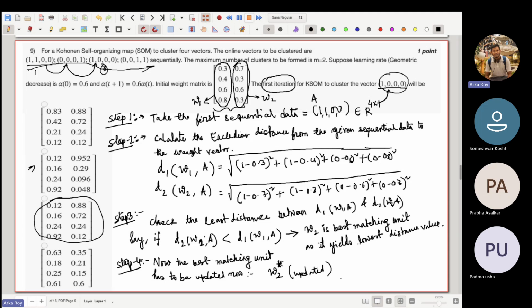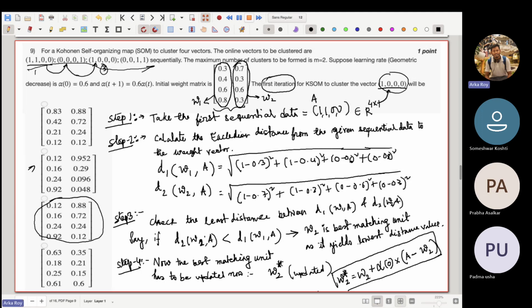And the update rule would be W2 star is equal to W2, so this is the old W2, plus alpha naught, because your initial learning rate that has been given is alpha naught 0.6, and then A minus W2. So this is the equation that you can follow.